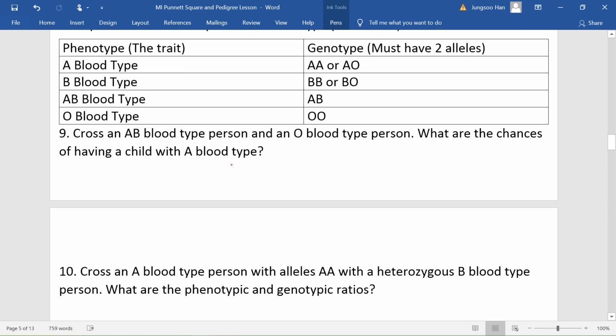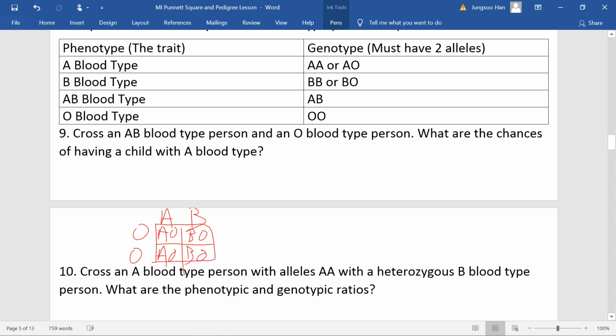It says cross an AB blood type person and an O blood type person. What are the chances of having a child with A blood type? Let's go ahead and do the Punnett square. Draw the Punnett square: A, B on top, and O, O on the side.